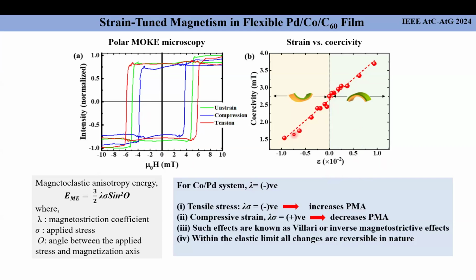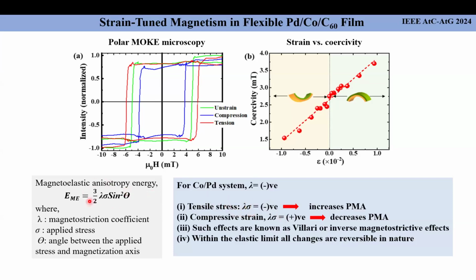So this happens because of the magnetoelastic anisotropy energy that is induced in the system under the application of strain. Here lambda is the magnetostrictive coefficient and sigma is the applied stress. So for a cobalt palladium system, lambda is actually negative, and in the case of tensile stress, sigma becomes positive, due to which the lambda sigma product becomes negative.